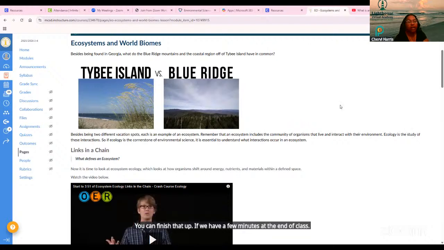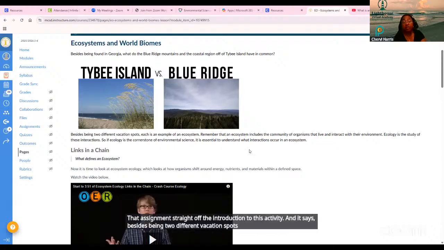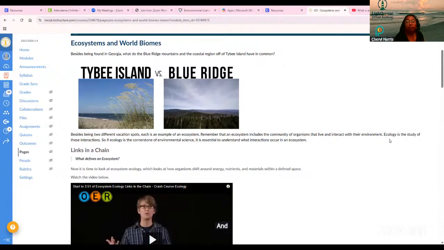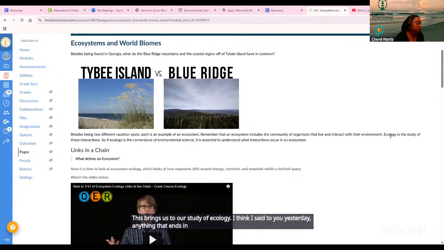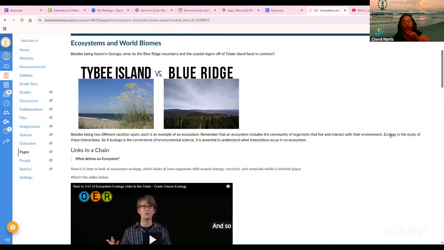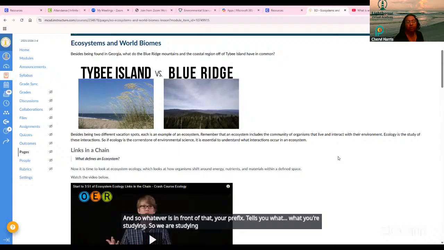All right, so they had those 2 pictures. I just took that assignment straight off the introduction to this activity. And it says, besides being two different vacation spots, each is an example of an ecosystem. So that's what you were looking up. And this brings us to our study of ecology. I think I said to you yesterday, anything that ends in -ology is the study of. Whatever is in front of that, your prefix, tells you what you're studying. So we are studying interactions between the living and the non-living in an environment.